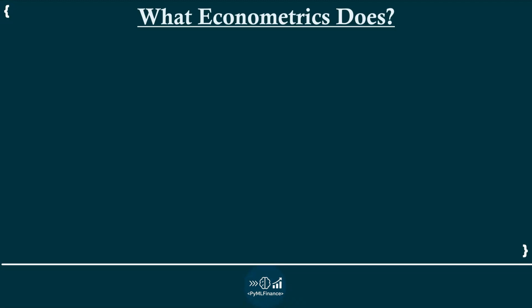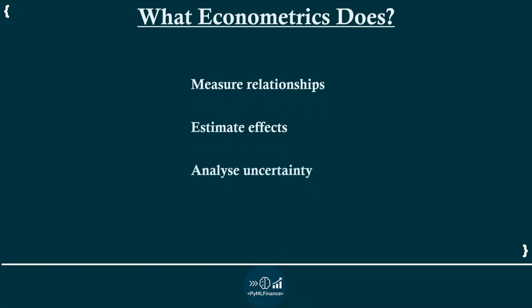Econometrics helps us do three things. First, measure relationships between variables. Second, estimate how strong those relationships are. And third, analyze the uncertainty that always exists in financial data.